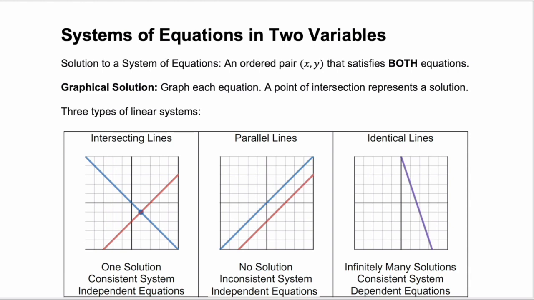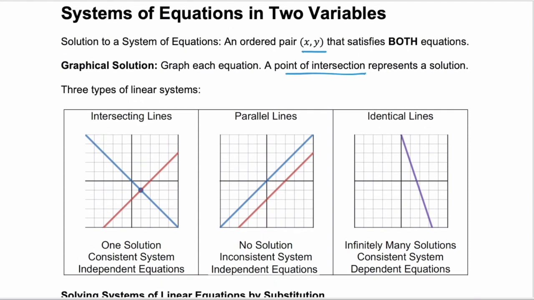Welcome back. Professor Baldwin here, and today we're going to talk about systems of equations in two variables. Now, a solution to a system of equations would be an ordered pair, (x, y), that satisfies both of these equations. Graphically, it's that point of intersection.